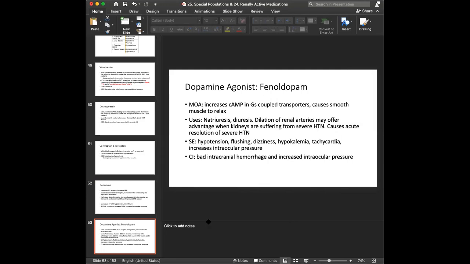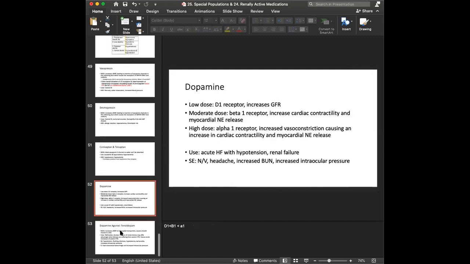Okay, a dopamine agonist, fenoldopam, is going to increase cAMP in Gs coupled receptors. This can be used for natriuresis, diuresis, and when kidneys are suffering from really high blood pressure, this can be used. And then side effects are hypotension, flushing, dizziness, hypokalemia, tachycardia, increased intraocular pressure, similar to, of course, what we had just talked about with dopamine.